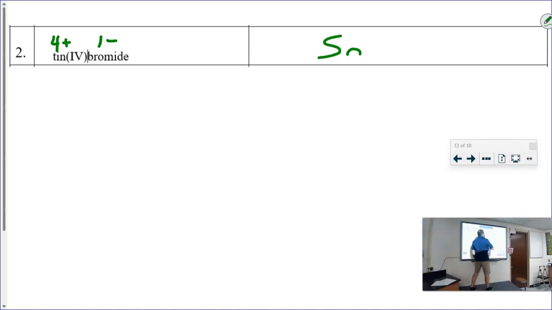Tin has the elemental symbol Sn. Kind of weird. Bromide is Br. And how do I get to 0? Well, I need 4- from 4 bromides and just 1 of the Sn. Really there shouldn't be a gap there. I was leaving space just in case we need to write a little subscript, but we don't. So I'm going to call this SnBr4.